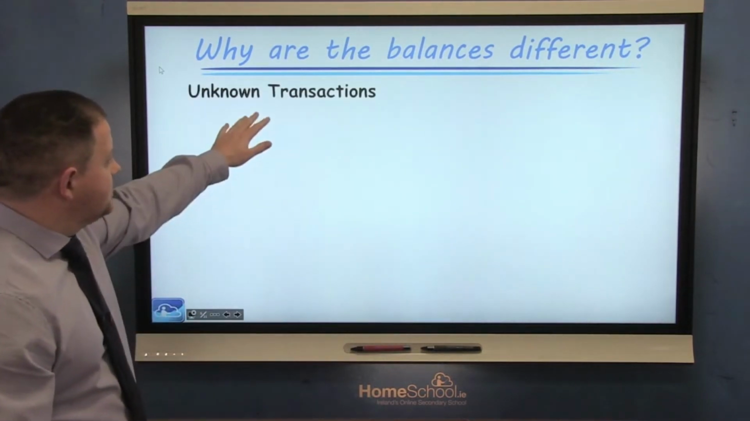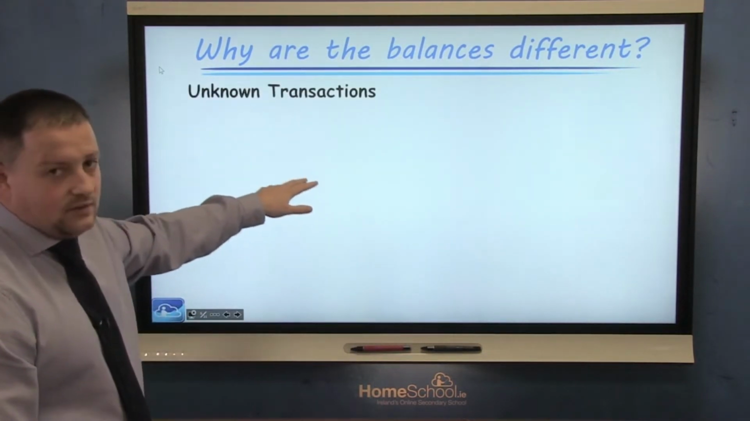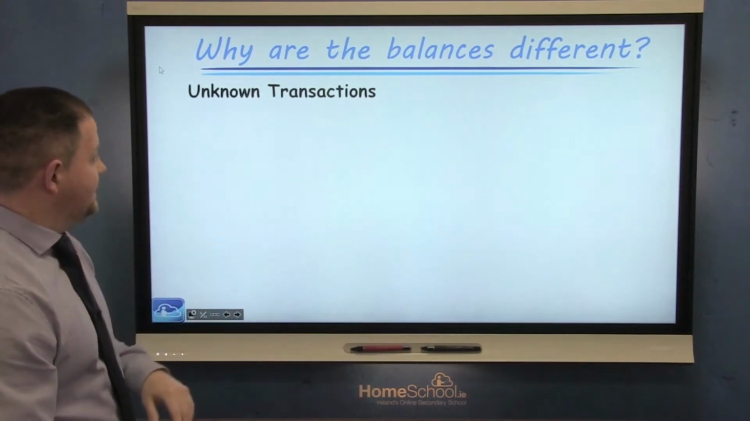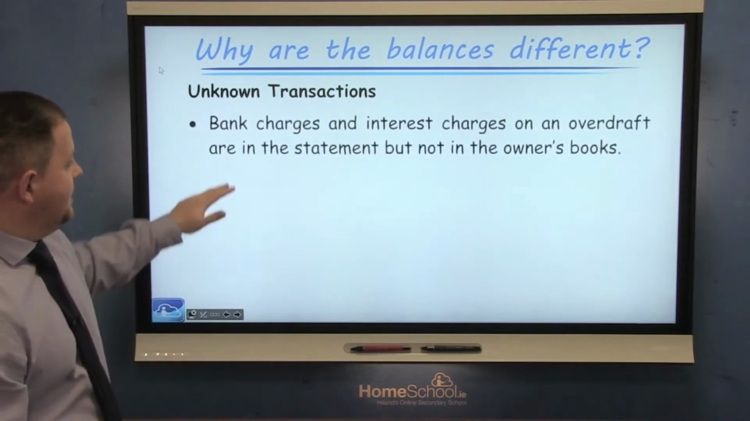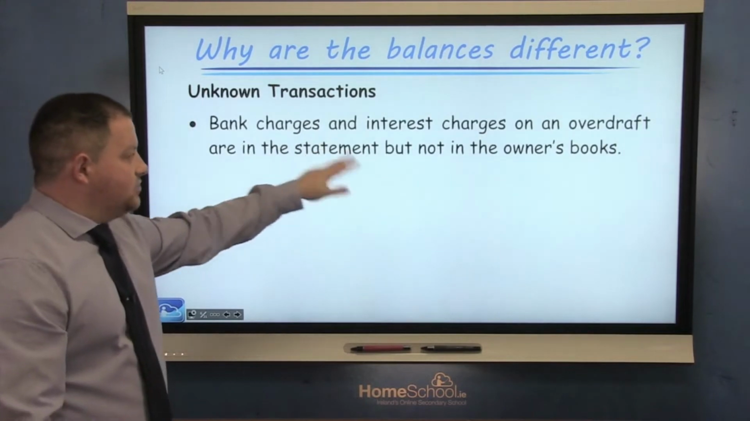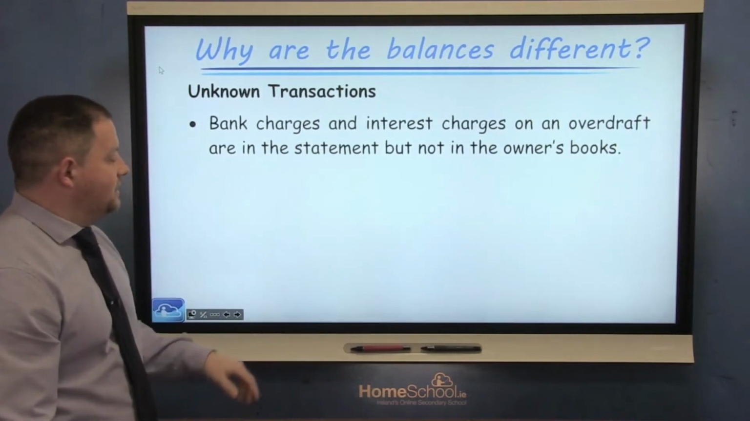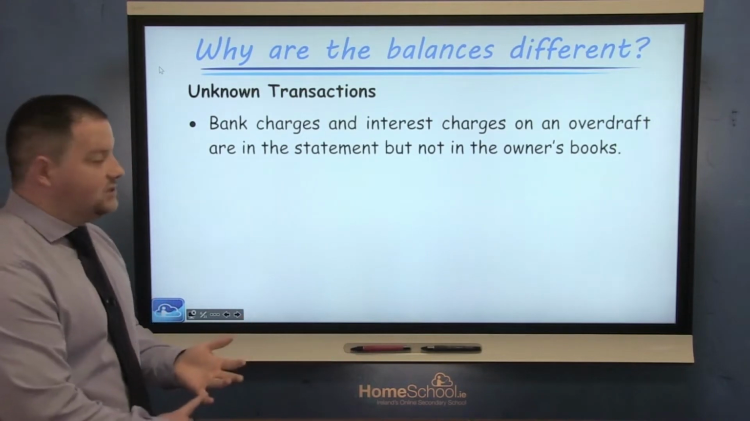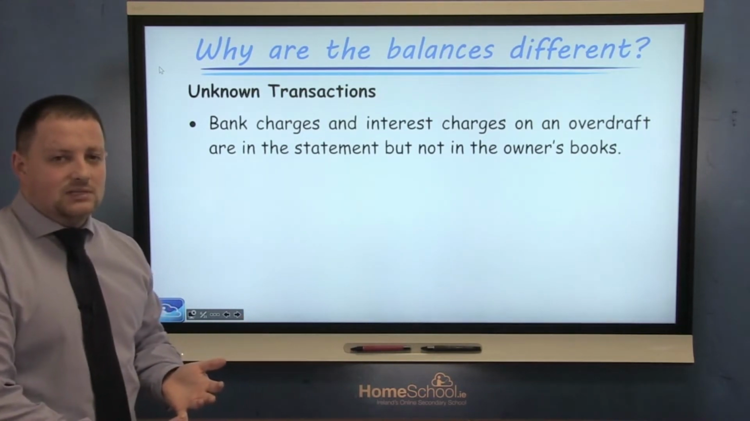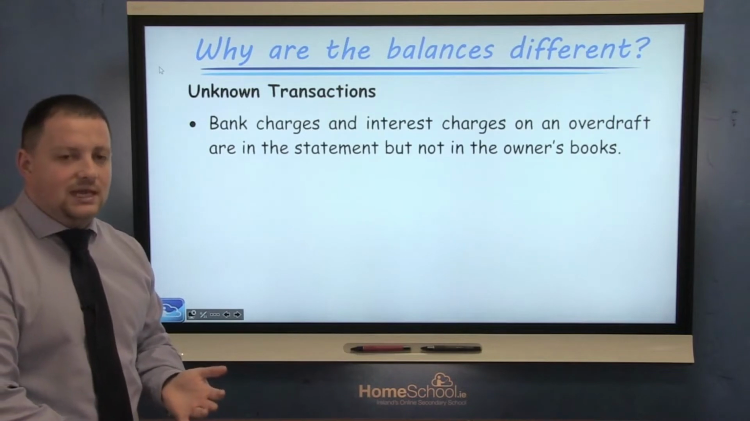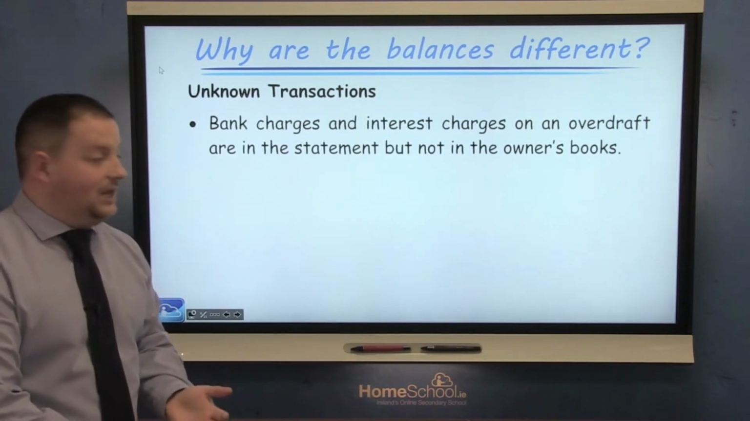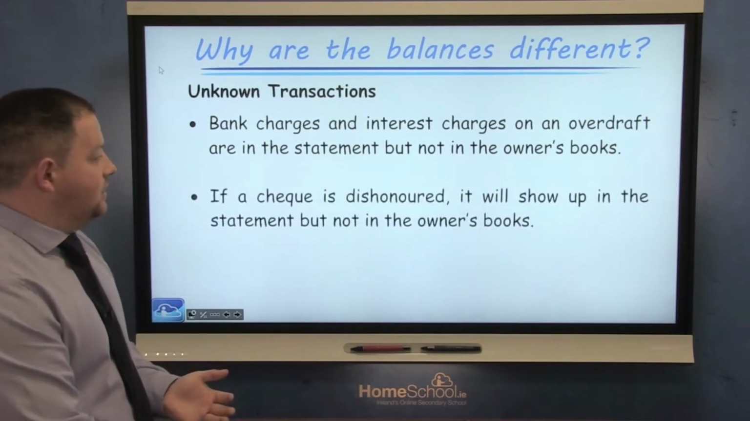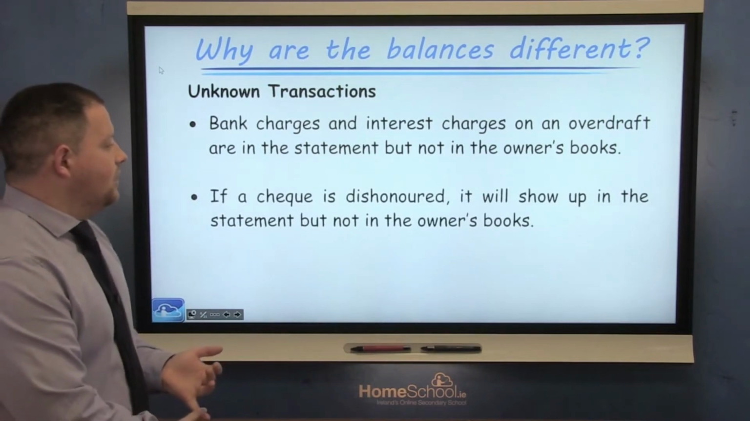So those are some of the reasons why the balances might be different, and another one is unknown transactions, all right? What that means is maybe bank charges, interest charges, an overdraft in the statement, but they're not in the owner's books. It could be any of those things that come up in the bank statement which you weren't expecting or might have forgotten about, which you didn't enter into your own bank account in your ledger, okay?